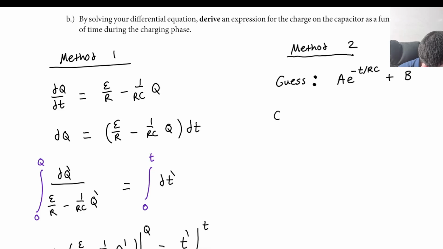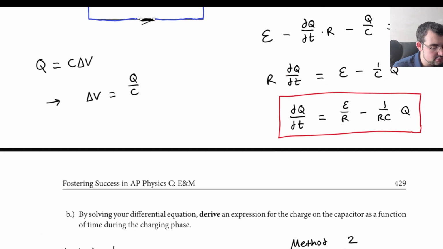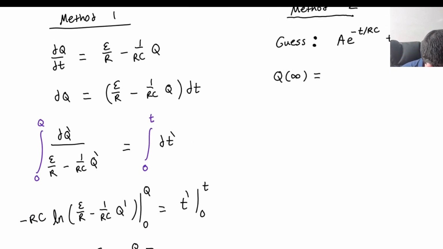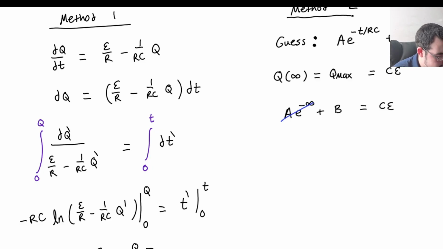So we know that q at infinity is going to be the steady state charge. So what happens after a long, long time? Well, the capacitor gets fully charged. So this means we're at our maximum charge, which is c times epsilon. So if we plug in, we'd get a times e to the negative infinity plus b equals c times epsilon. E to the negative infinity is 0. So this tells us our first constant of the function is c times epsilon.